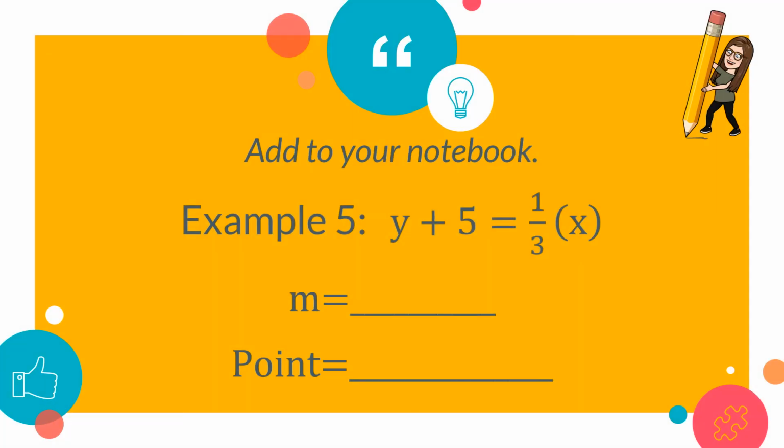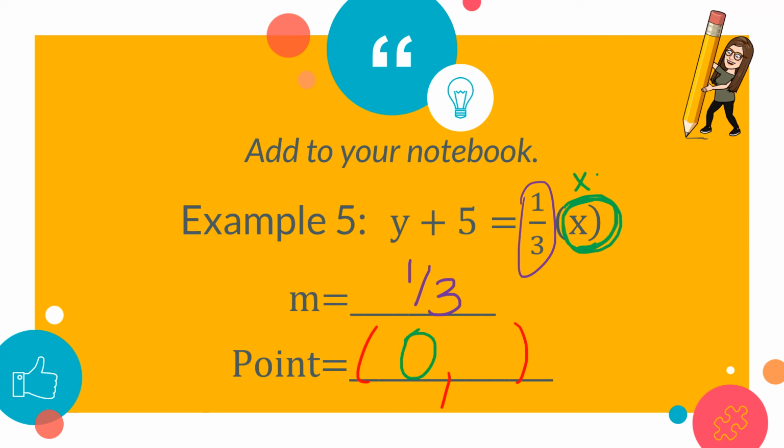Again, please add this to your notebook, so pause, jot it down, and then replay. My slope is the number in front of x. Perfect, 1/3. My starting point. Let's take a look at my x value first. What's being added or subtracted? Nothing. So if I don't have anything being added or subtracted, we can fill in a 0. Let's take a look at my y value. My y value says plus 5, so we write down negative 5.